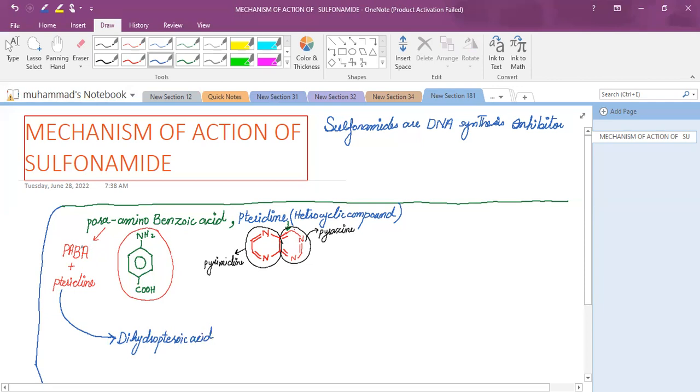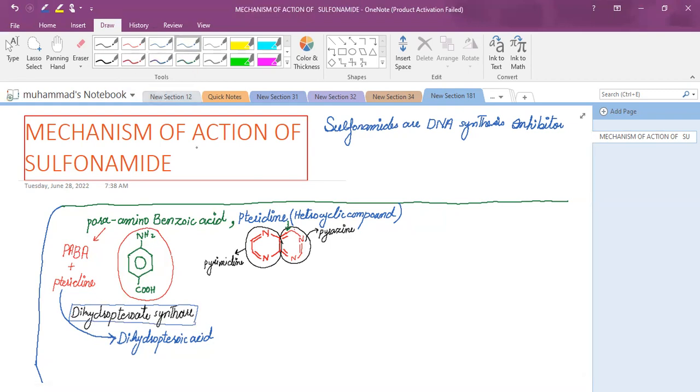And this conversion of para-aminobenzoic acid and pteridine into dihydropteroic acid is catalyzed by an enzyme that is called dihydropteroate synthase. This is an enzyme.